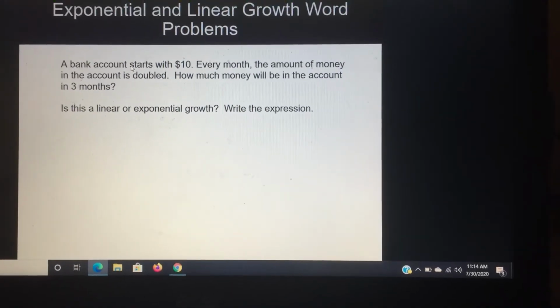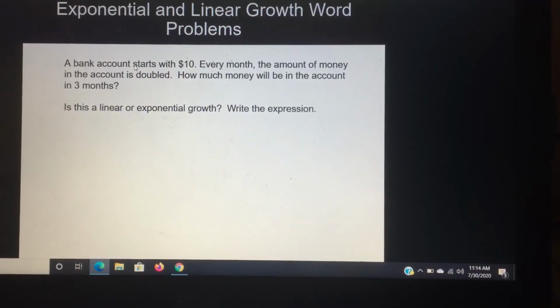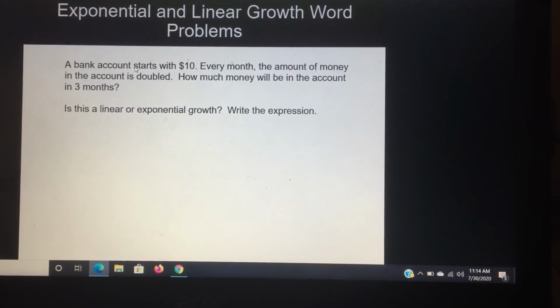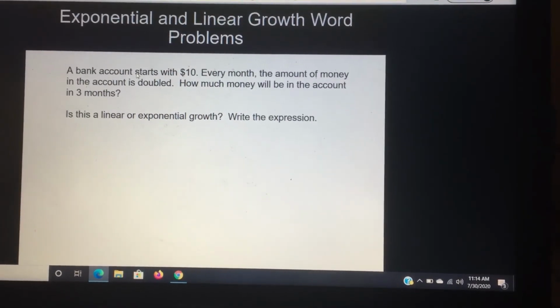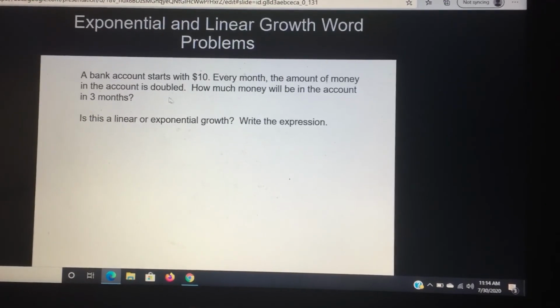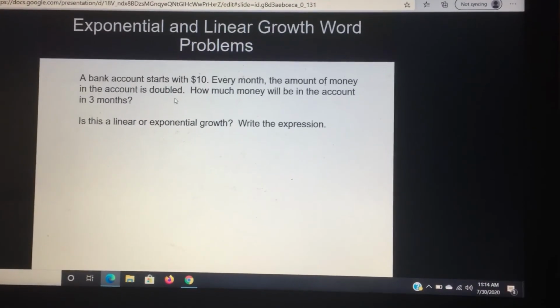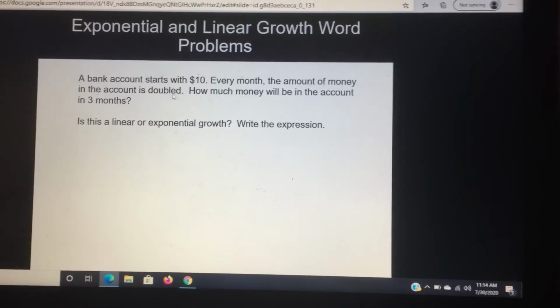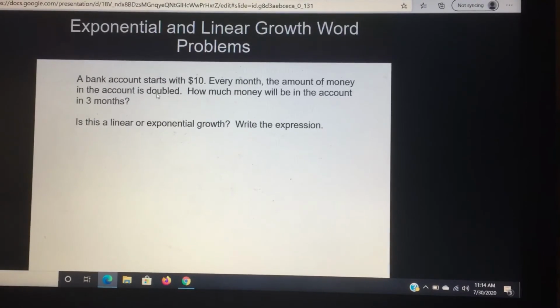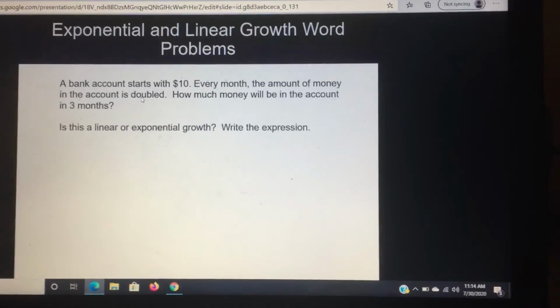Is this linear or exponential growth? Write the expression. Well, again, let's see here. So we start off at $10, and what's our key term here? It says it doubles. So it's not adding, it's a factor of 2, right? So since it's doubling, it means it's going to be exponential. So therefore, it's an exponential growth.